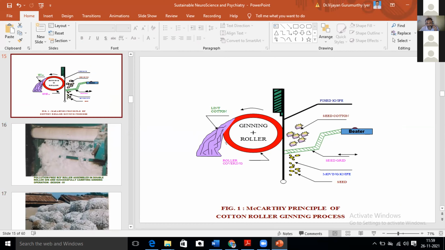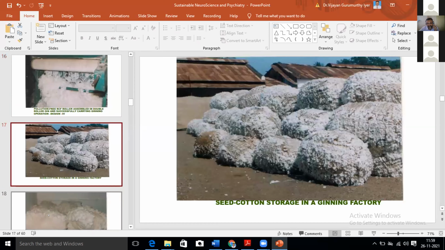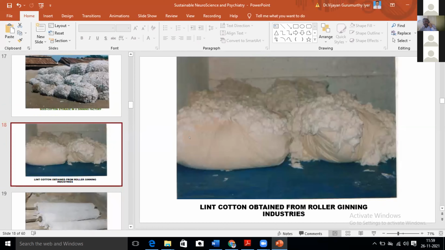Seed cotton is similar in our body also. After we take the food, the blood is separated, and the solid wastes are separated, and this is the seed cotton. This is the input for everything. The input is necessary. This is lint cotton. So lint cotton is separated, and this is a roller.